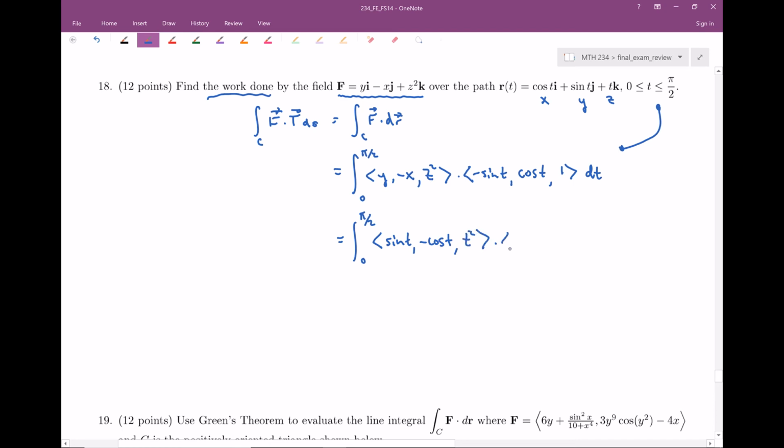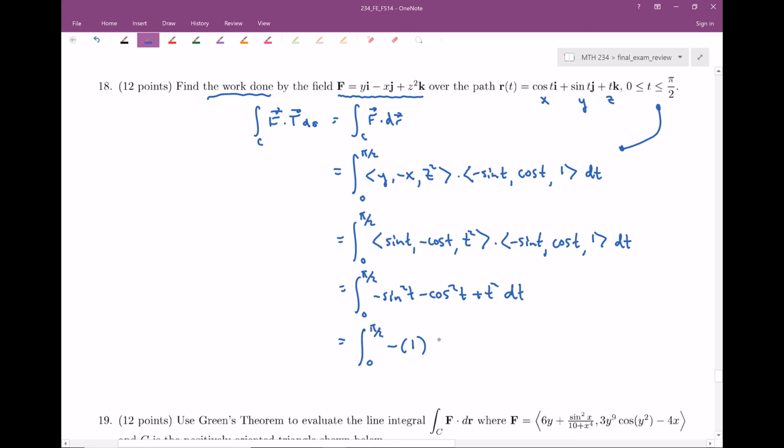We're going to be dot producting that with negative sine t, cosine t, 1. So we go ahead and do the dot product. I get negative sine squared t minus cosine squared t plus t squared dt. We're going to integrate from 0 to pi over 2. If I was to factor out a negative, I would have sine squared plus cosine squared. So therefore, this is just going to be negative 1.